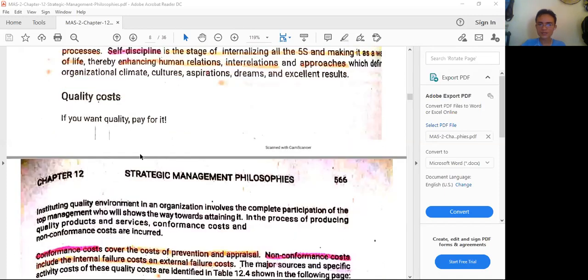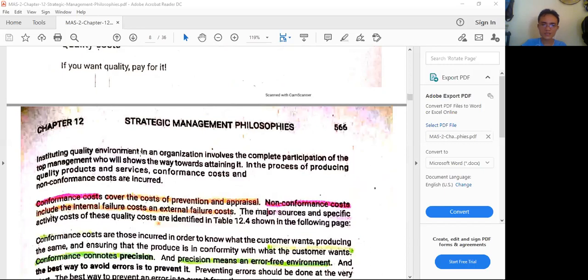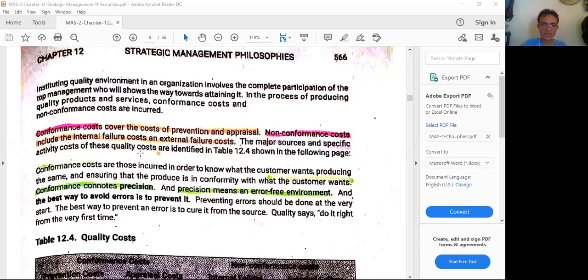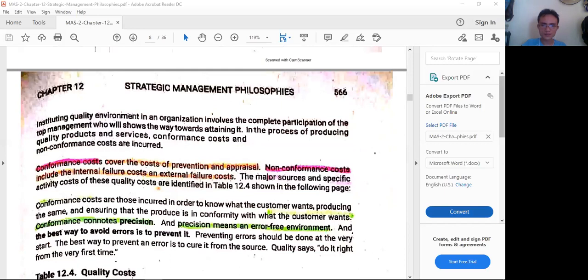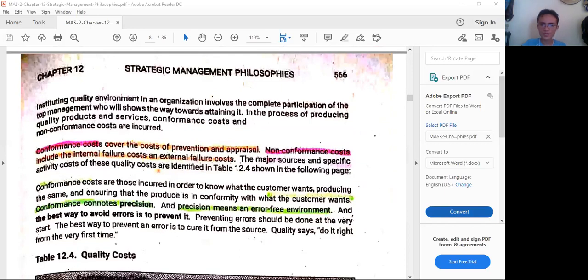If you want quality, pay for it. There is nothing for free. Quality has to be paid. Quality has a price. Then in terms of quality, there are costs to be involved, whether conformance or non-conformance. Conformance means the cost that would involve us to comply with certain aspects or theories or concepts about quality. And these are the prevention. Prevention is better than cure. An ounce of prevention is better than a pound of cure, as they say. So prevention is important. Then appraisal is to extend further what has been prevented.